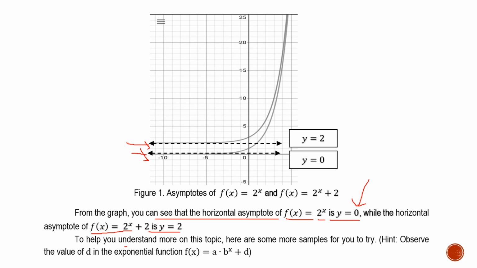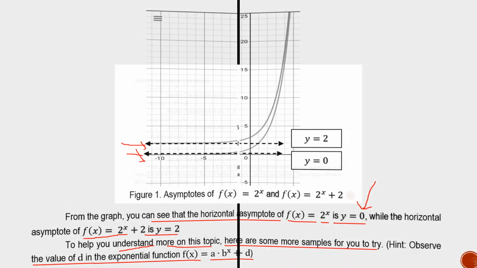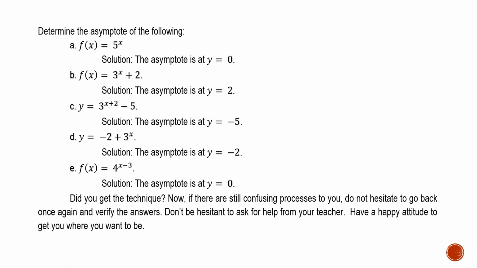So to help you understand more on this topic, here are some more examples for you to try. Hint: observe the value of d in the exponential function f of x is equal to a multiplied by b raised to x plus d. So here, determine the asymptote of the following f of x.